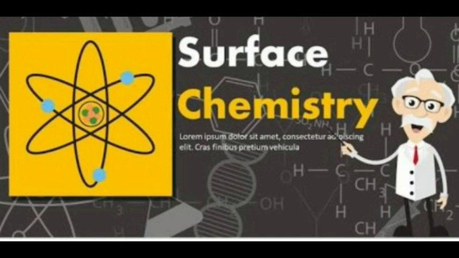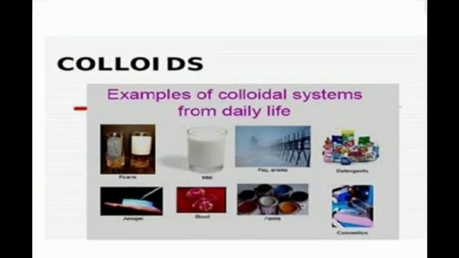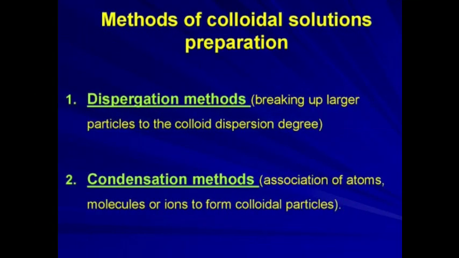In our last video, we discussed Unit 7 Surface Chemistry. In that video, we discussed the introduction to the colloidal solution and the types of colloidal solution. Then we discussed the methods of preparation of colloidal solution. The colloidal solution can be prepared by two methods. One is the dispersion method, the second one is the condensation method. The dispersion method is the breaking of larger particles to the colloidal dimension or smaller size. Next, the condensation method is nothing but the association of atoms, molecules or ions to form the colloidal particles.